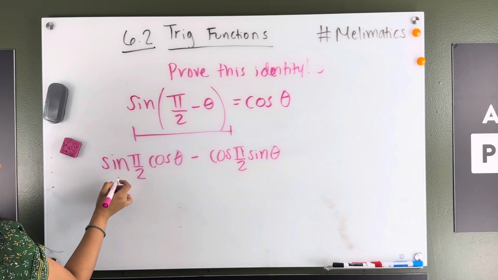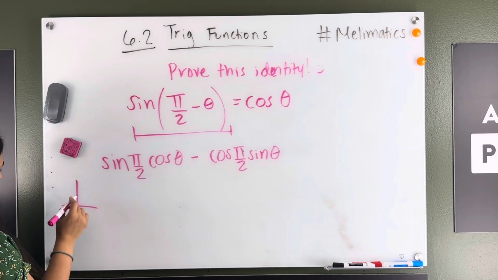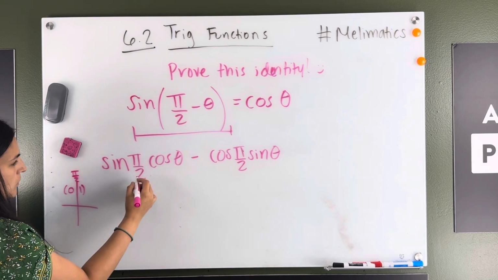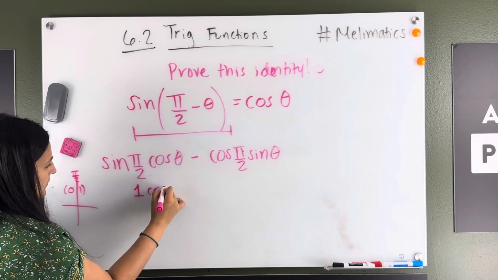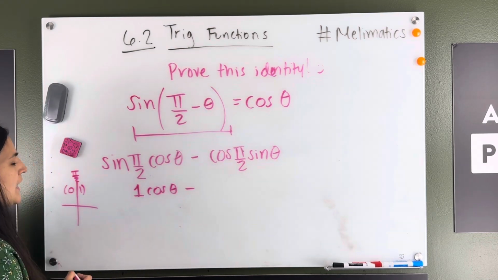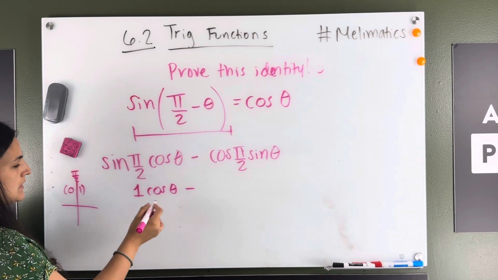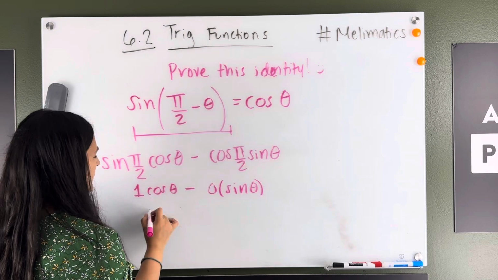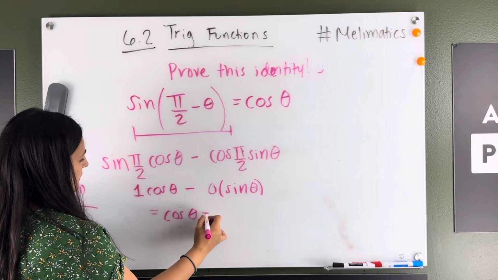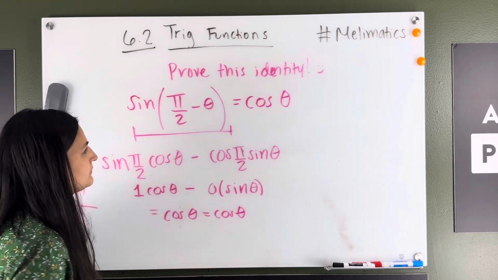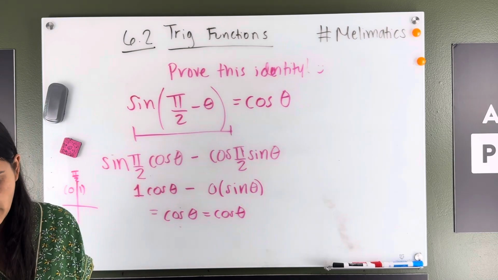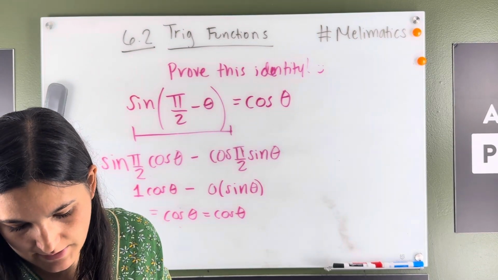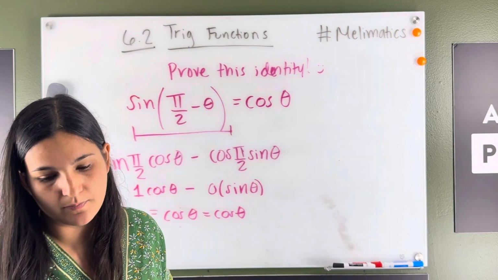Perfect. Now let's figure out what we can. So what is sine of pi over 2? Pi over 2 is right over here. Sine is the y value, so that's just 1. So it's going to be 1 times cosine of theta minus, and then what's cosine of pi over 2? 0, so all this is going to go away. So we just proved it, cosine equals cosine. So again, use what you have. There is one identity that is super awesome, but I'm going to do it in class.